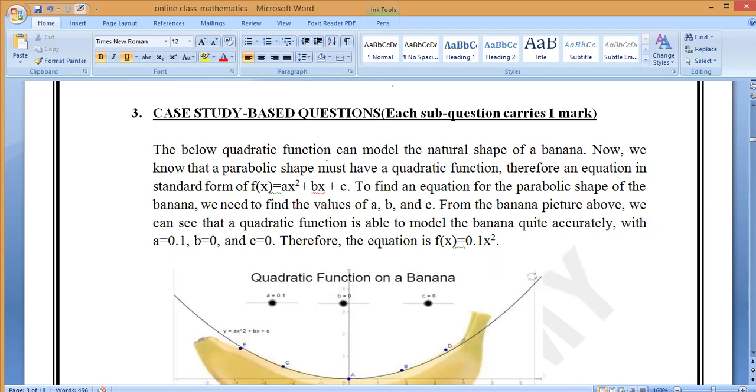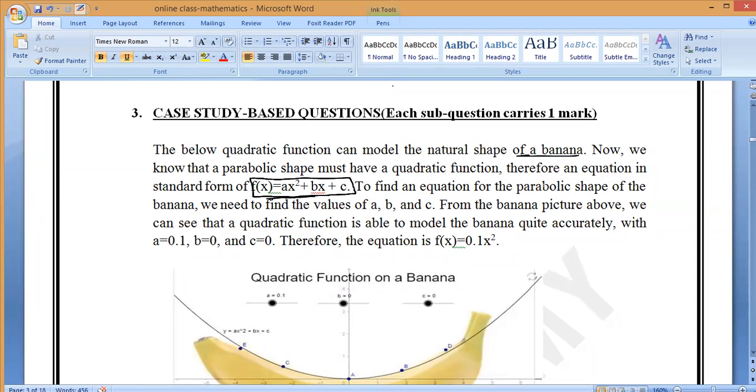The below quadratic function can model the natural shape of a banana. Now, we know that a parabolic shape must have a quadratic function. Therefore, an equation in standard form is f of x equal to ax square plus bx plus c. Here is the given quadratic function, correct? Yes, ma'am.